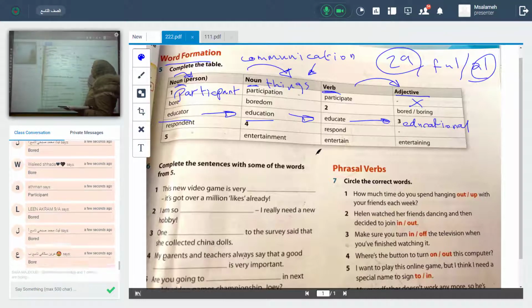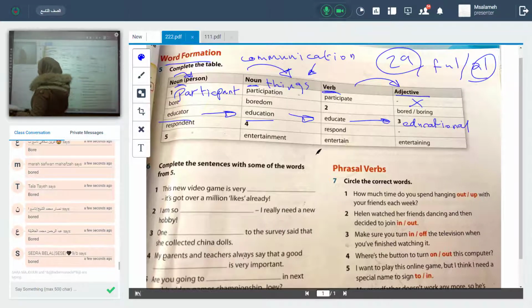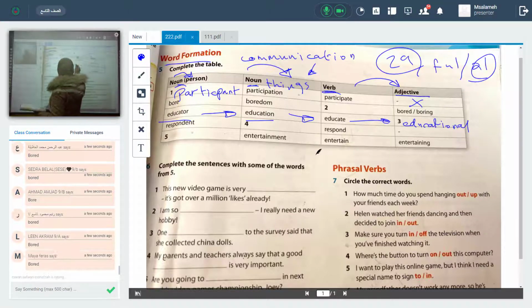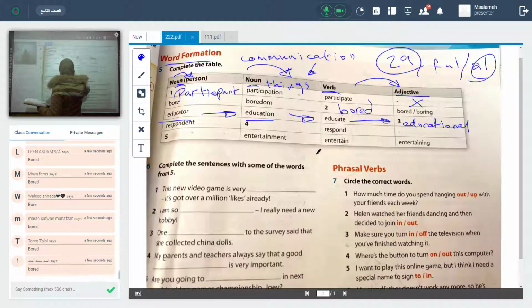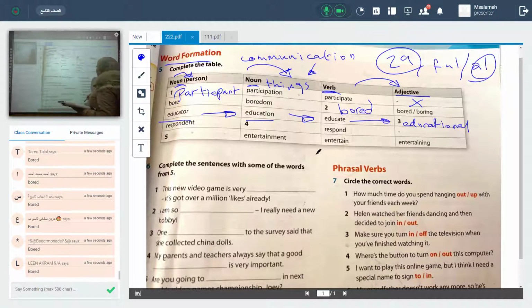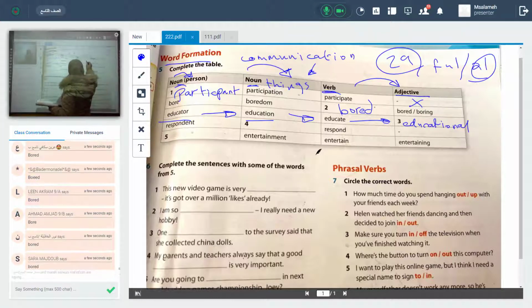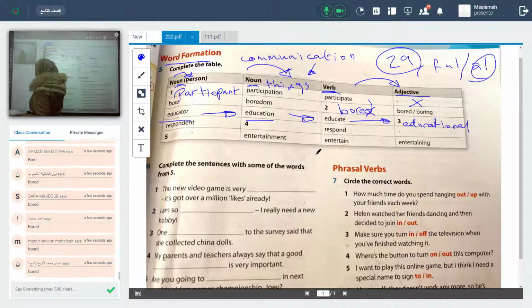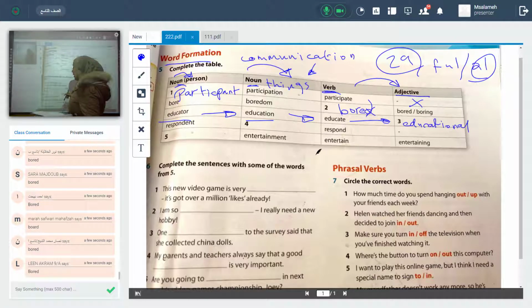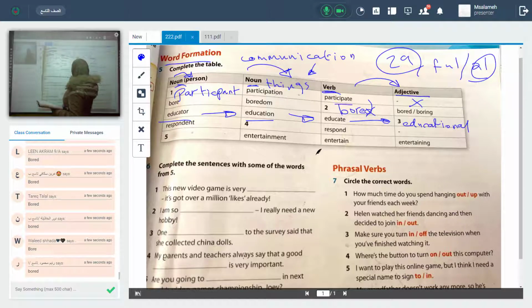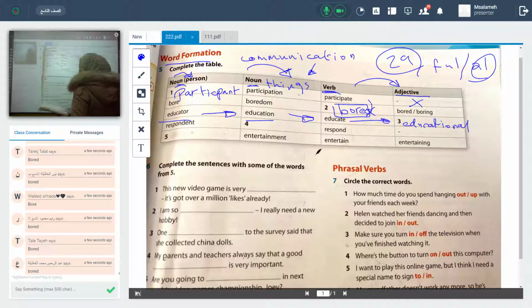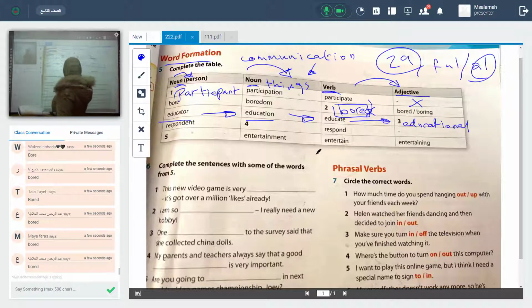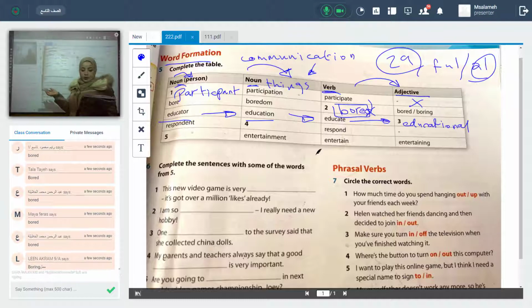What's the verb of boredom? Bored. Yes, Yamel. Excellent. So, bored, boredom. We can use them like that. The adjectives of bore are boring and bored.